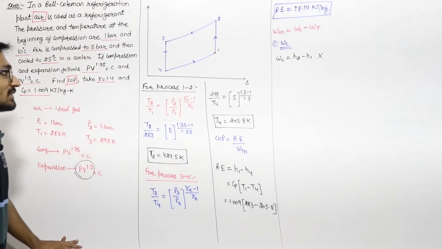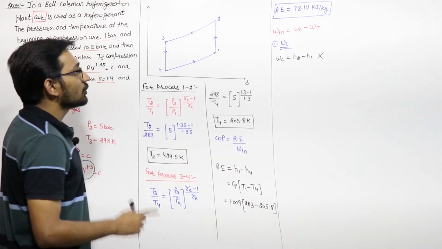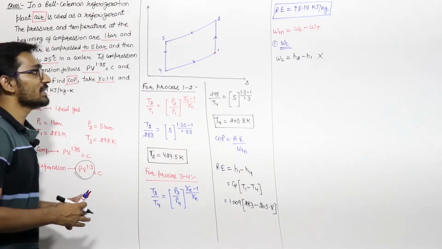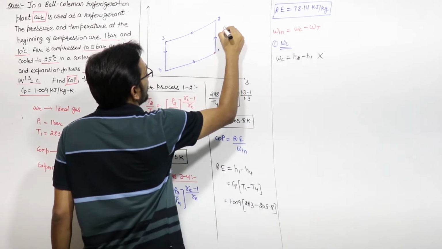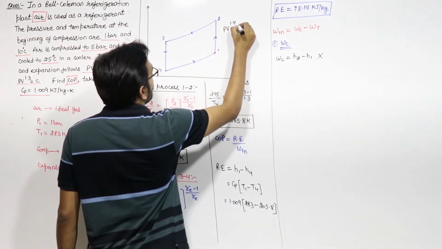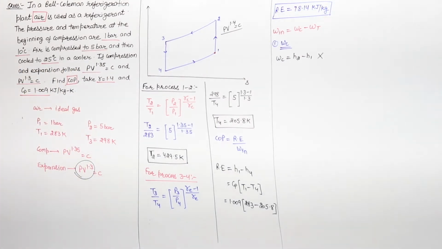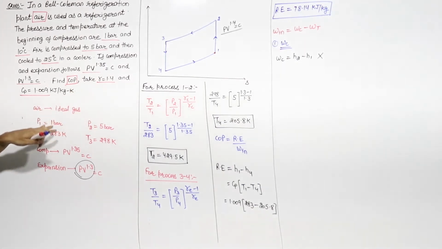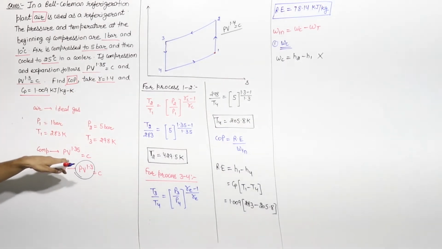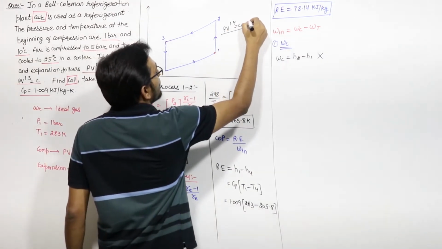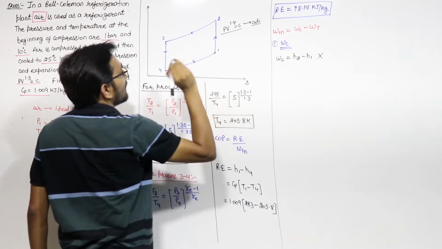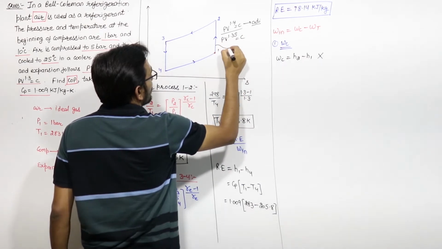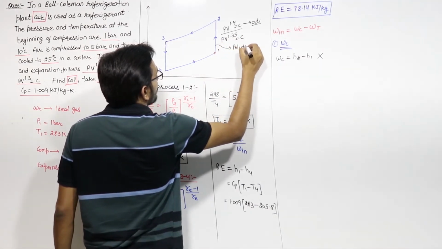Why can we not write this? Because the process 1 to 2 is not an adiabatic process. This is a polytropic process. If this process were adiabatic, then PV raised to power 1.4 is equal to constant must be the relation, because the adiabatic constant for air is 1.4. It is given. But it follows the equation PV raised to power 1.35 is equal to constant. That means this process is a polytropic process.